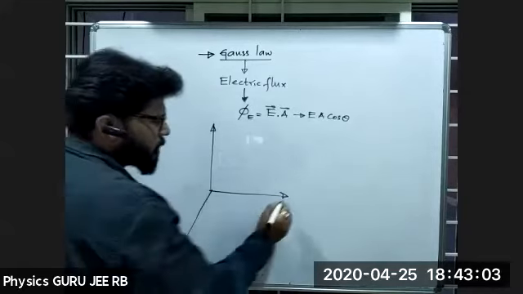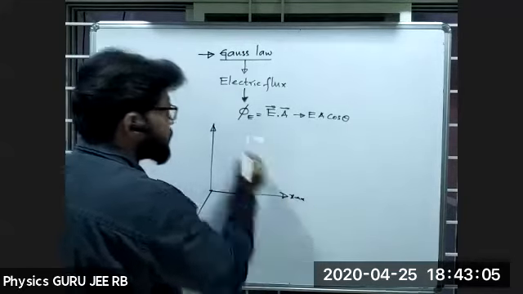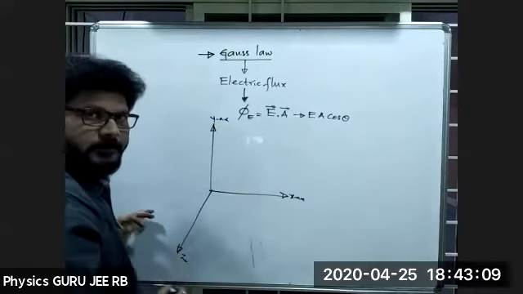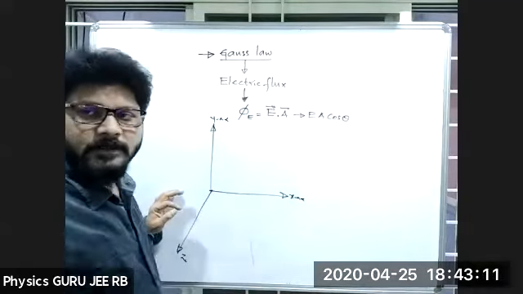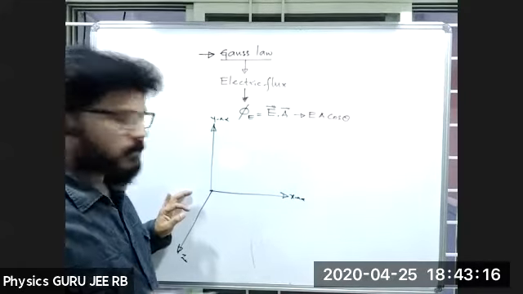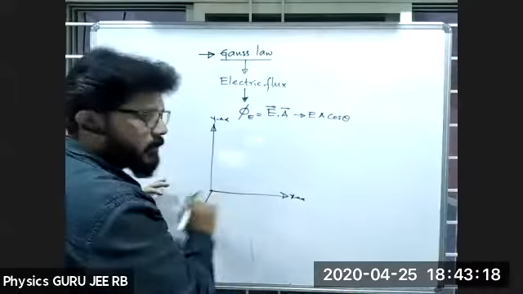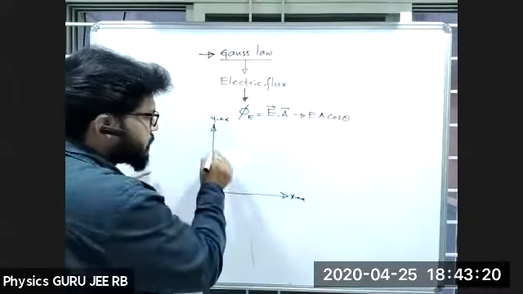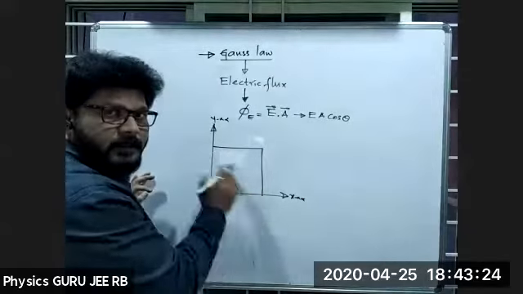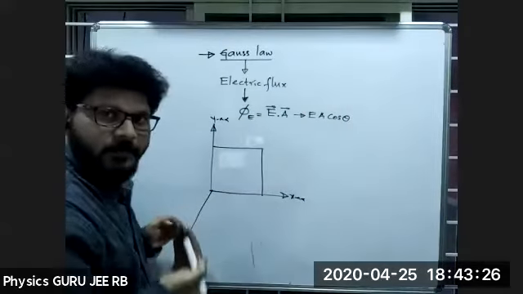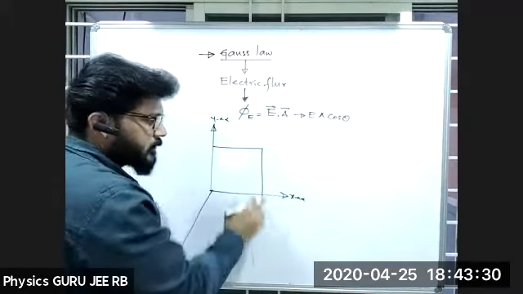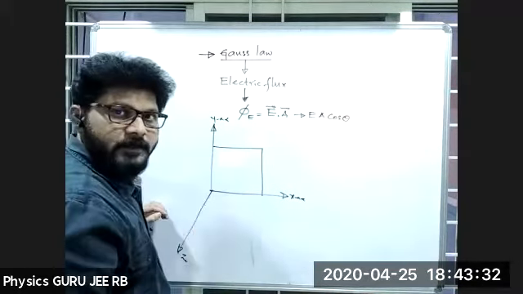Three-dimensionally, I'm taking this as the x-axis, this as the y-axis, and this as the z-axis. Now if I take one area, let us take a square plate. I'll be placing it in the XY plane. The square plate is in the XY plane, which is perpendicular to the z-axis.